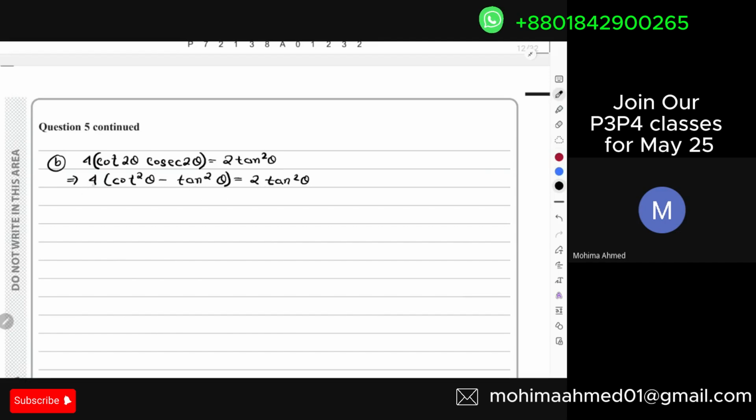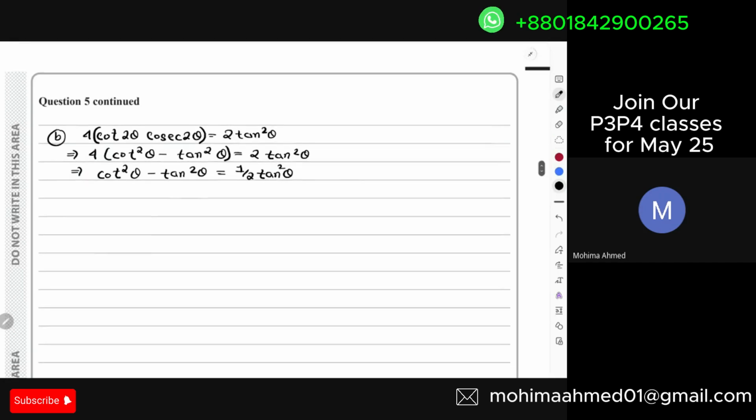If you take this 4 to the right hand side, it will be divided by 2 and eventually you get half. So you get cot square theta minus tan square theta, and then half tan square theta. If you take this tan square theta to the right hand side, half plus 1 will be 3.5, actually not 3.5, 1.5 tan square theta.